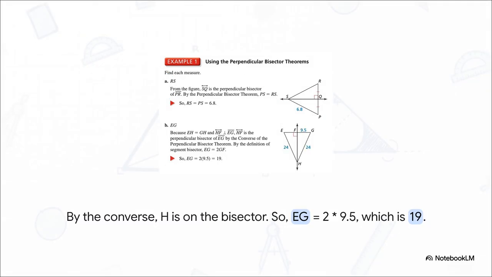Done! Now for this one, we're going to work backwards. We're using the converse. The diagram tells us that EH and GH are both 24. Since point H is equidistant from E and G, our converse theorem kicks in and tells us that HF must be a perpendicular bisector. And since it's a bisector, it has to split EG in half. So if the one half, FG, is 9.5, the whole thing is just double that, 19.